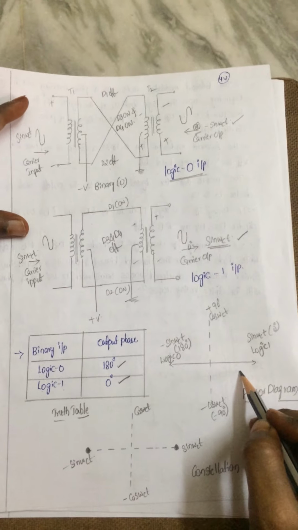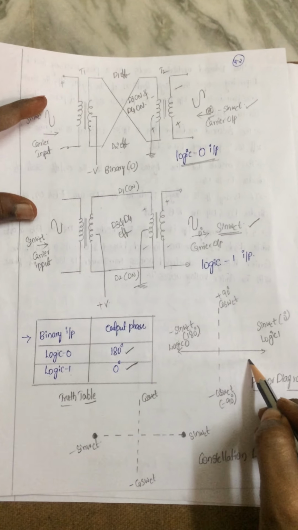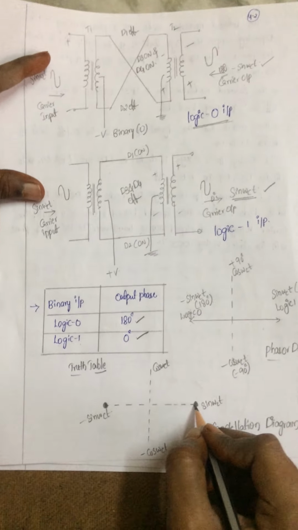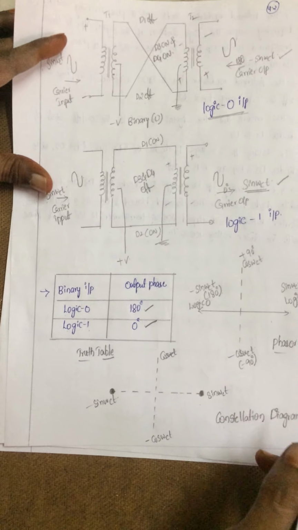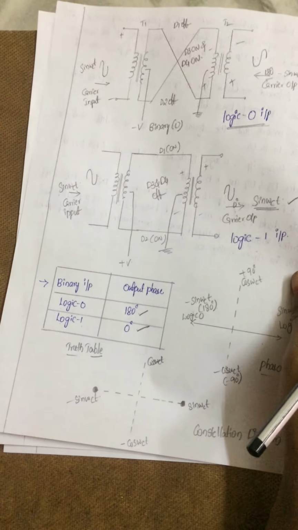This is called the phasor diagram of BPSK. And this is the constellation diagram, where we show at what points we are getting outputs. Those two points we are showing over here. This is a simple BPSK modulator.